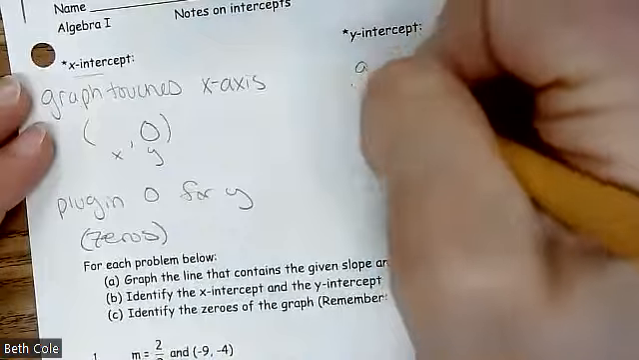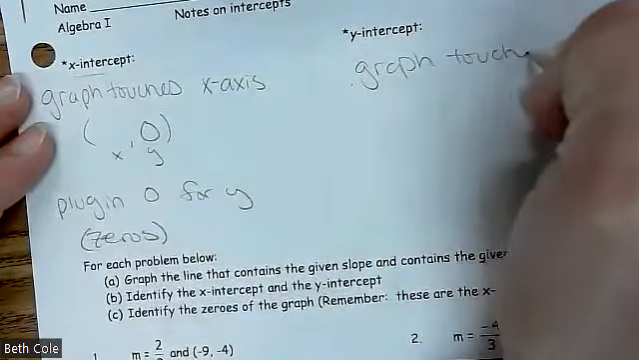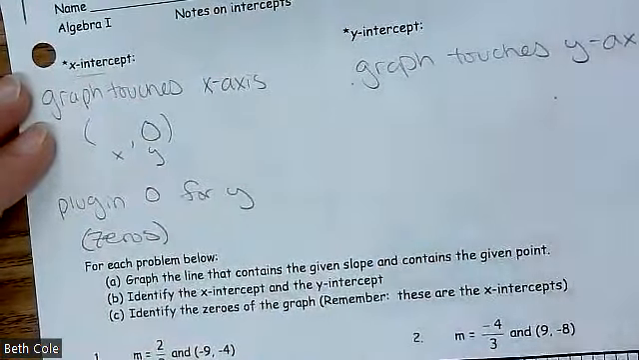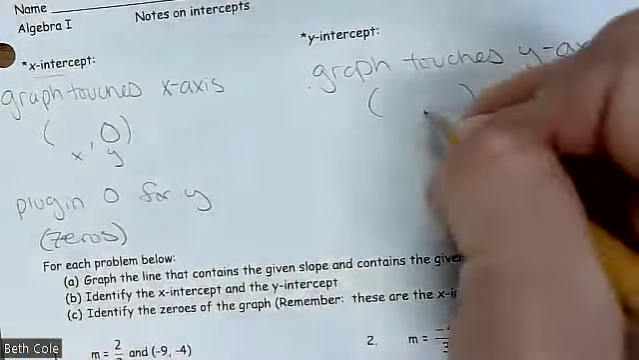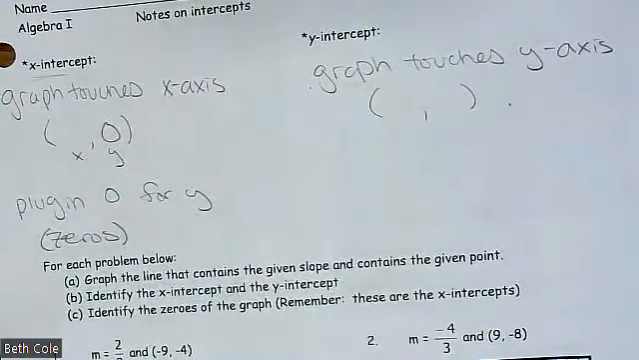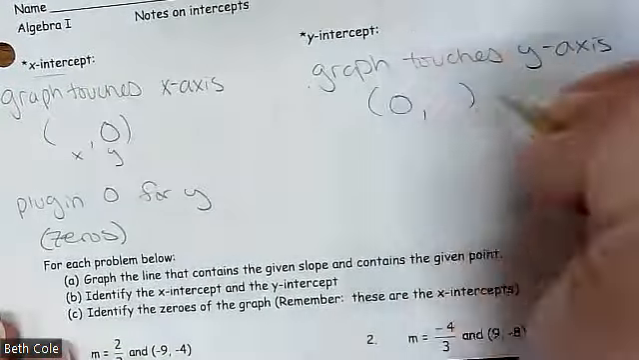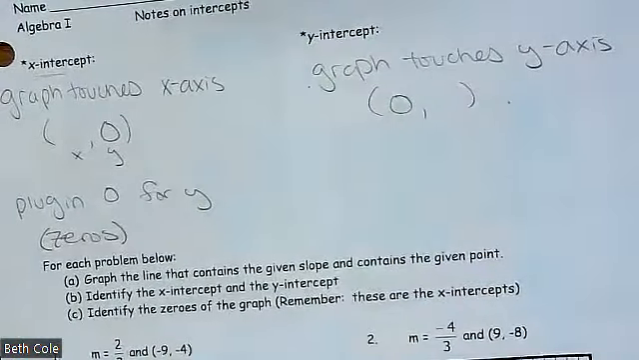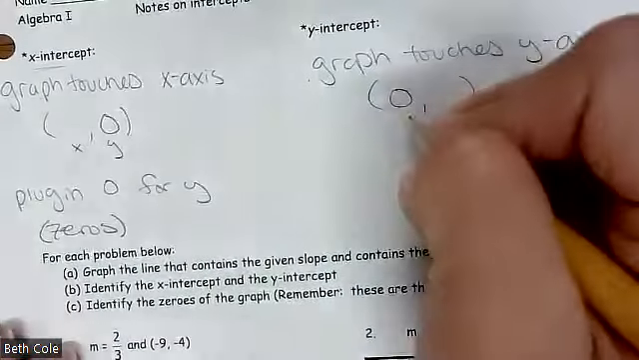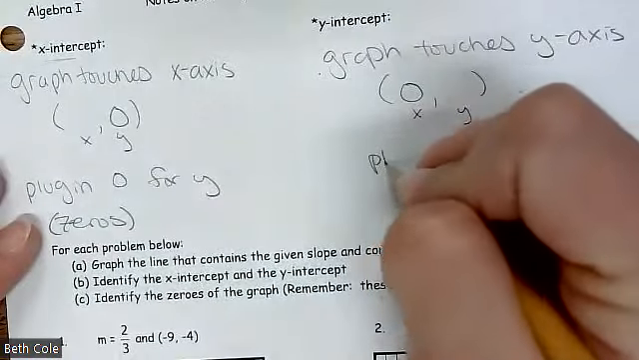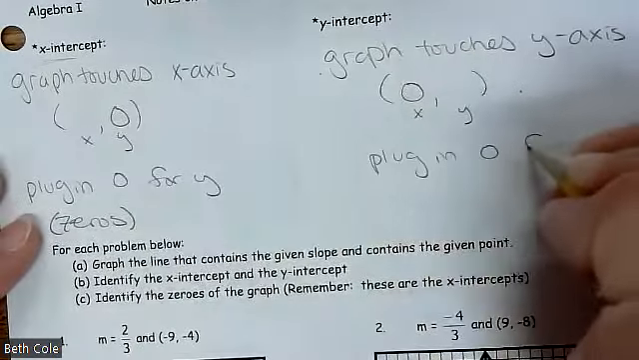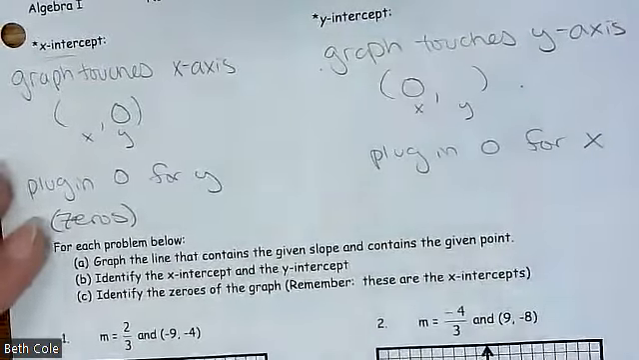Okay. This is where the graph touches the y-axis. The y-axis is the one that goes like this. So that coordinate point, if it touches the y-axis, would be 0, comma something, whatever you would get. 0, 1, 0, -3, whatever that is. And since your points are always x, y, you would plug in 0 for x.